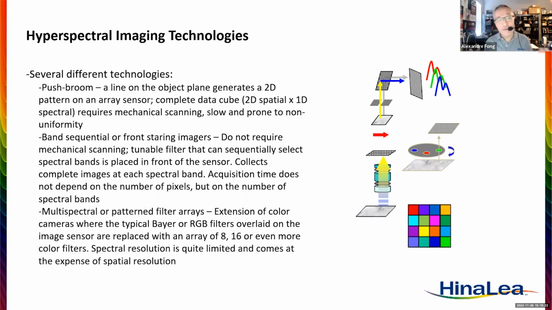There are several different types of hyperspectral imaging technologies. I'm not going to go into super detail on this slide, just to say that there's the conventional methods of push broom, band sequential, where the filter moves. A push broom is where there's a grating and you're scanning the spectrum one line at a time. There are pattern filters, much like an RGB overlay on a machine vision color camera, but with more different colors or bands, as we say.